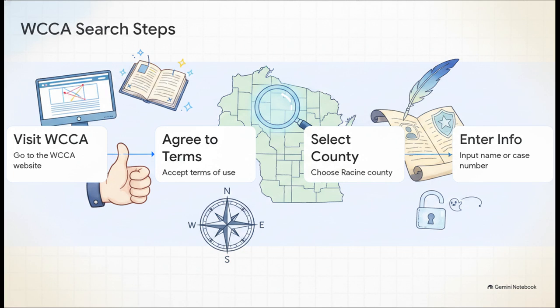Next up, to make sure we're actually looking in the right place, hit the County drop-down menu and select Racine. Then, the fun part. Just pop in a name, last name, first name, or a specific case number if you have it. And honestly, the best part of this whole shebang, there is zero registration required. None. You can run this basic search completely anonymously.